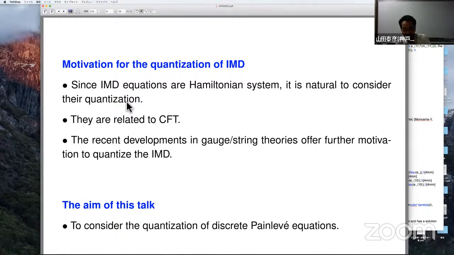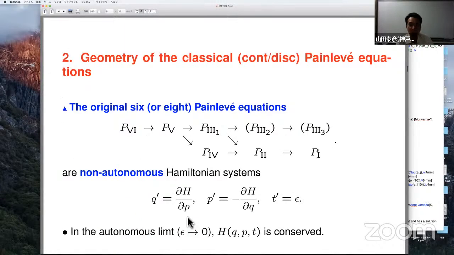So the quantization of the isomorphic system is very important. The aim of today's talk is to quantize the discrete Painlevé equations. Okay, so let us start. Before considering the quantum Painlevé equation, we recall the geometric aspect of the classical Painlevé equations.